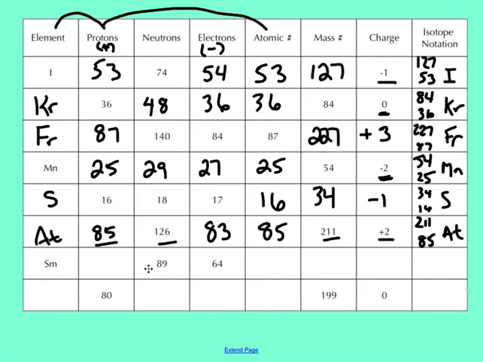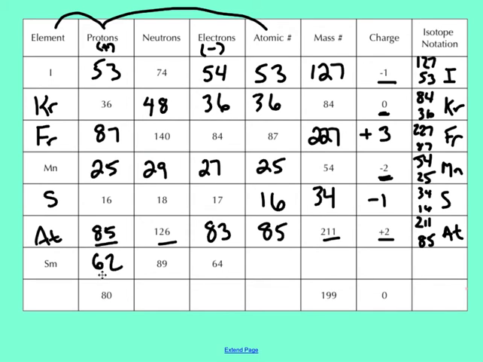Next one is Sm, so you're looking for Sm. You're going to find it on the bottom. So kind of look more towards the bottom of the periodic table. You should be able to find it somewhere around there. Did you guys find it already? Good. So you're looking at samarium. And samarium's atomic number is, yep, good, 62.